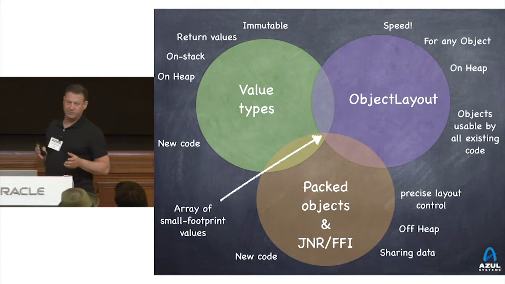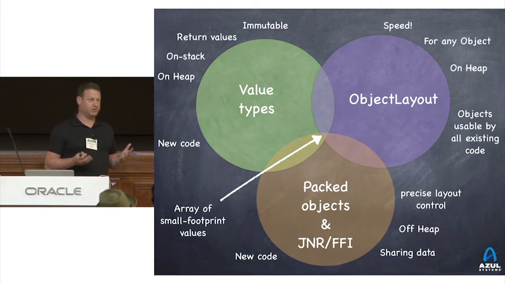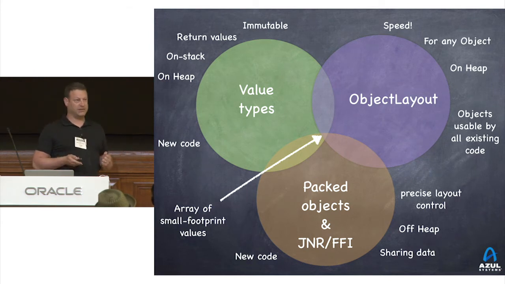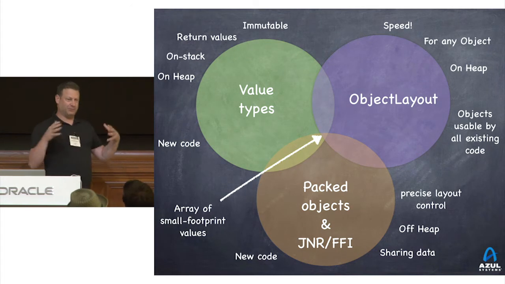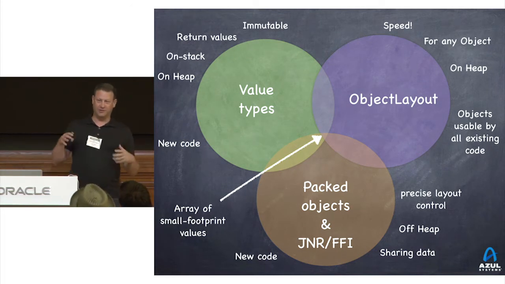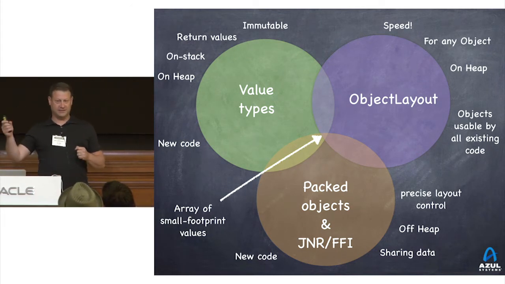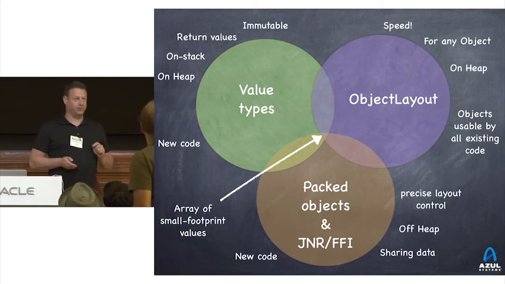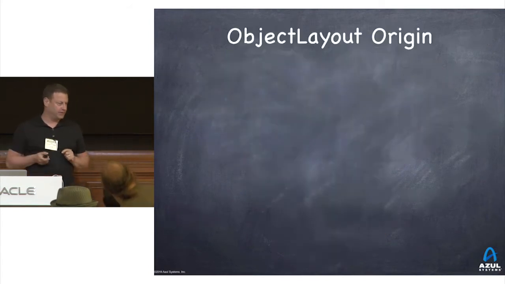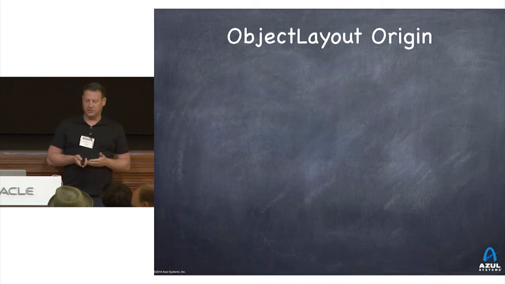Arrays of small footprint values are something we could probably express in all three of these things. But that's about the size of it. So this is mostly a reaction to every time I talk about structured array or object layout, people say, well, isn't that the same as? Well, right at that corner it is, but nowhere else. Okay, so what's the origin of value types?